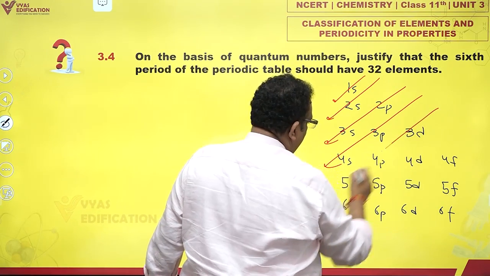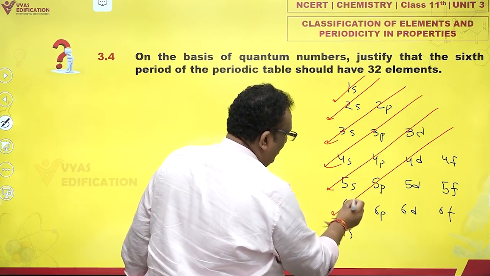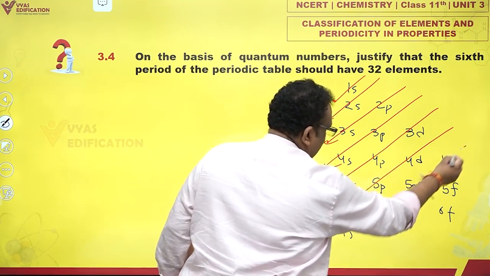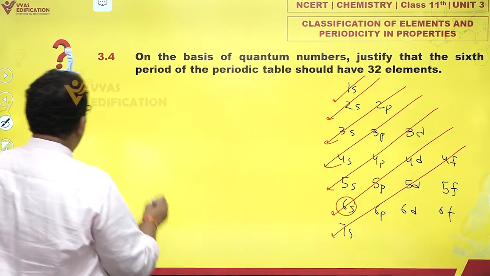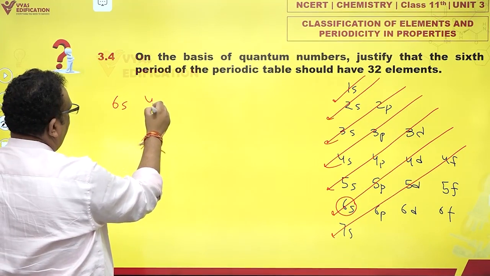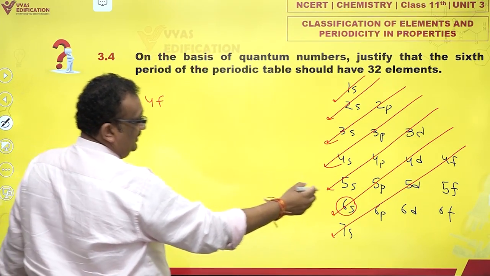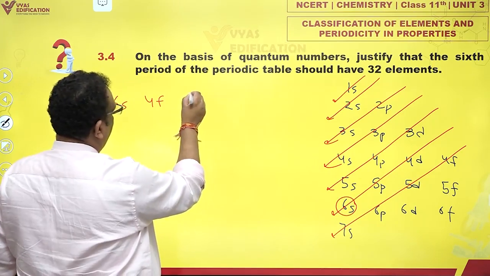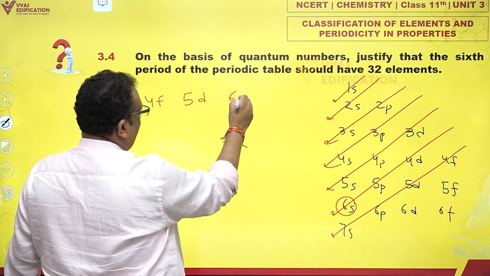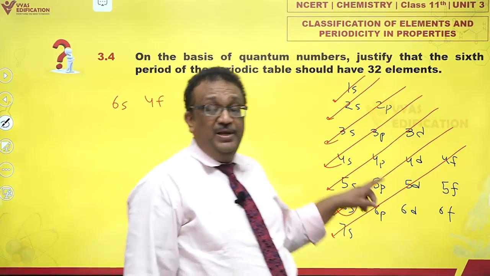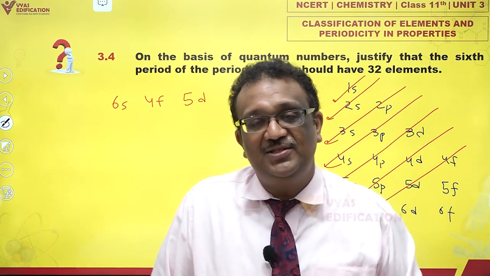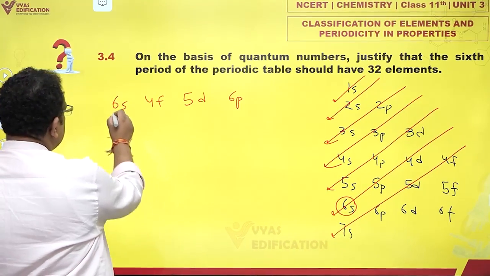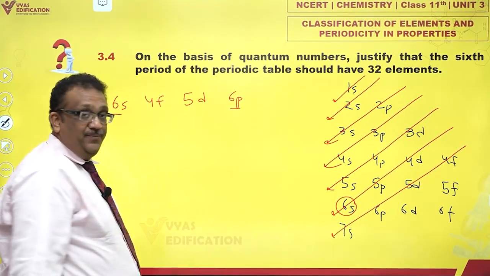This was the increasing order of energy, right? So once I have 6s, then I have 4f, 5d and 6p. So 6s, 4f, 5d and 6p. And at the end of the p block, if you remember, you get a noble gas and the same period ends. So it begins with 6s, it ends with 6p.